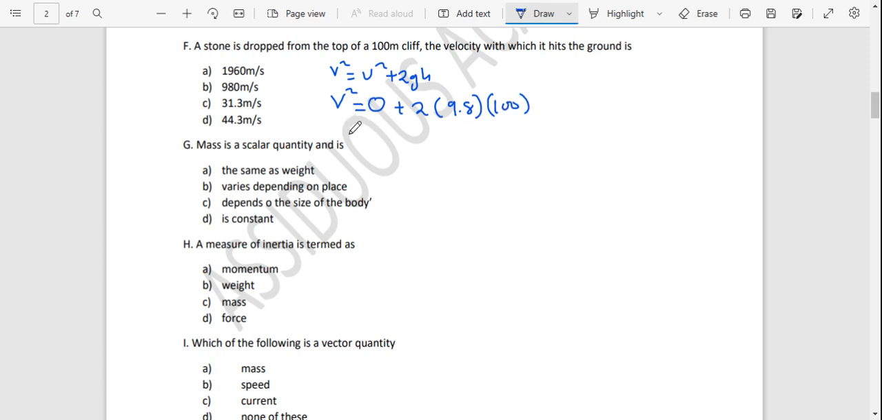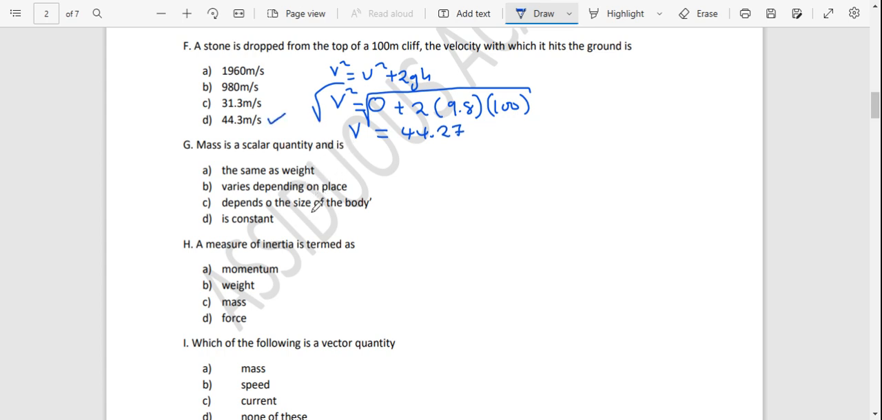To be able to remain with v, we are going to square root both sides. We square root this side, also square root this side. And that is going to give us 44.27, which is approximately 44.3. So that is it.